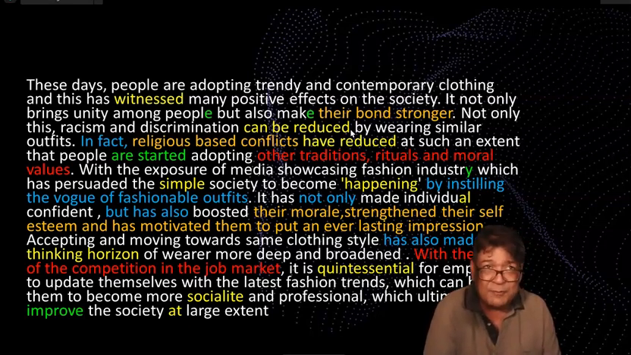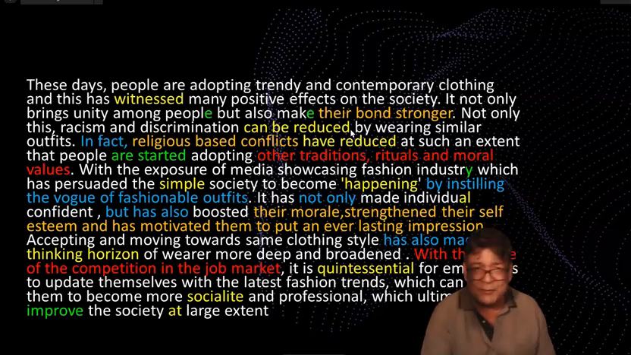With the exposure of media showcasing the fashion industry, which has persuaded the simple society, doesn't, not good collocation, to become happening. What? Don't ever use words with quotes like that. By instilling the vogue of fashionable outfits. Okay, that is not a complete sentence. That is not a sentence. It's just with the exposure of media, which has persuaded by installing.